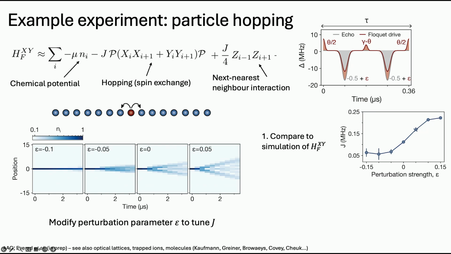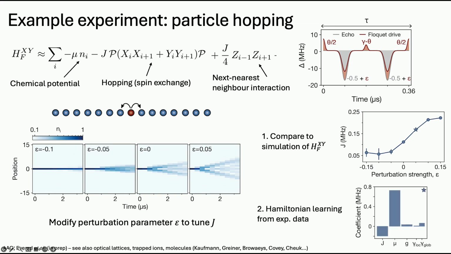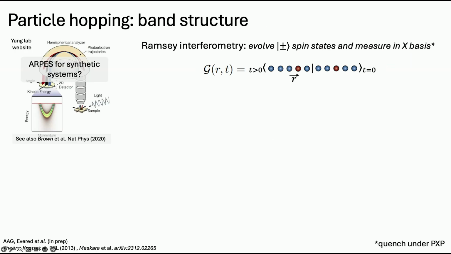And this is a good signature that we're implementing a hopping Hamiltonian, but you want to be sure that you're doing what you think you're doing. So naively, you can just compare to a simulation of the Floquet ansatz and extract some hopping energy. You can also be a bit more clever and use your experimental data combined with some ansatz to do Hamiltonian learning and extract not just the hopping energy, but also the chemical potential and effective dephasing terms. And then, okay, that's using ansatz.